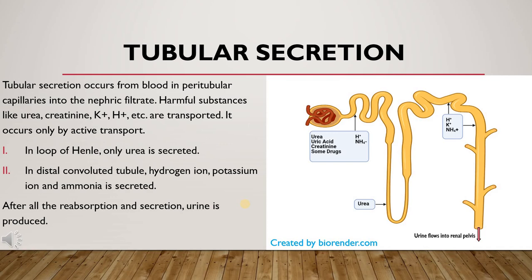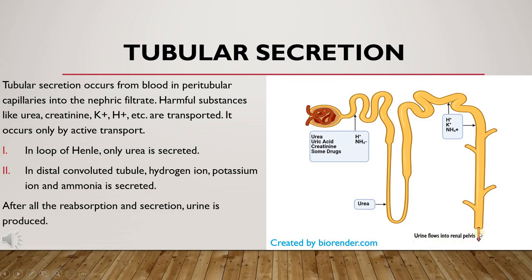Mainly urea, uric acid, creatinine, and some drugs, hydrogen ion, and ammonia are secreted in the proximal convoluted tubule. In the loop of Henle, urea is secreted. In the distal convoluted tubule and collecting duct, hydrogen ion, potassium ion, and ammonia are secreted.